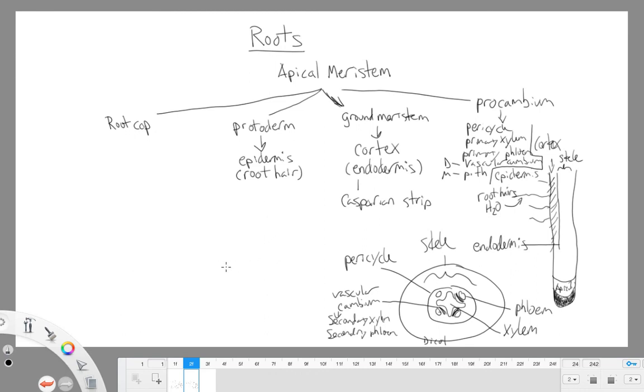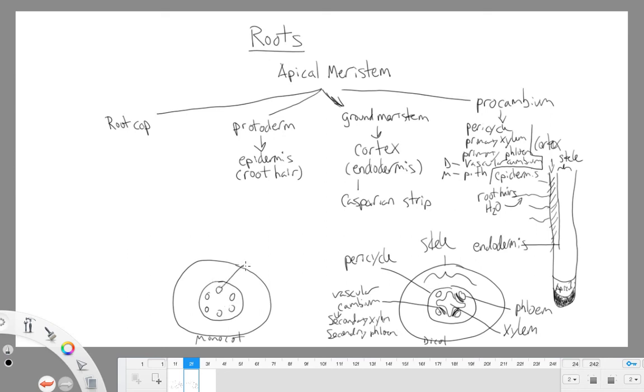Our monocot root has essentially all the same structures except for the vascular cambium. So our monocot. But the arrangement is different, right? So we have our pericycle right here. But instead of this vascular tissue in the center, our vascular tissue kind of exists as these separate, not really bundles, but just separate tissue.